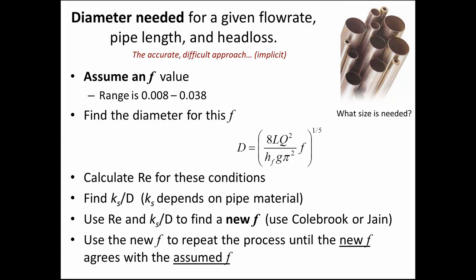for that guessed f value, what diameter is needed for a certain pipe length in meters, flow rate in cubic meters per second, head loss in meters, where g is gravitational acceleration and pi is 3.14159, squared. We find out what diameter. Now that's just based on some guessed f value.